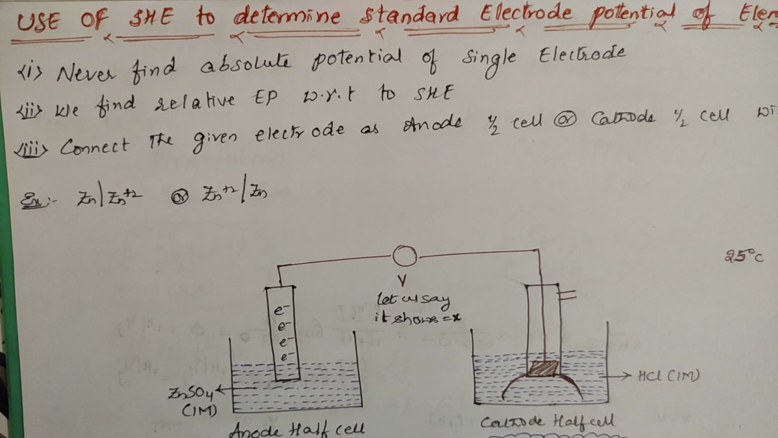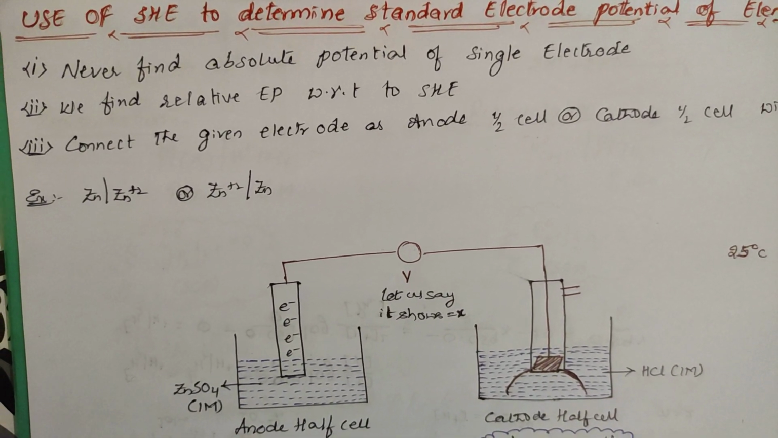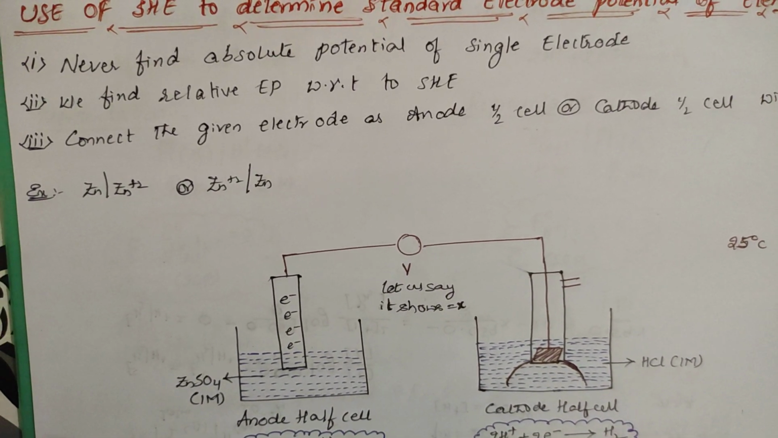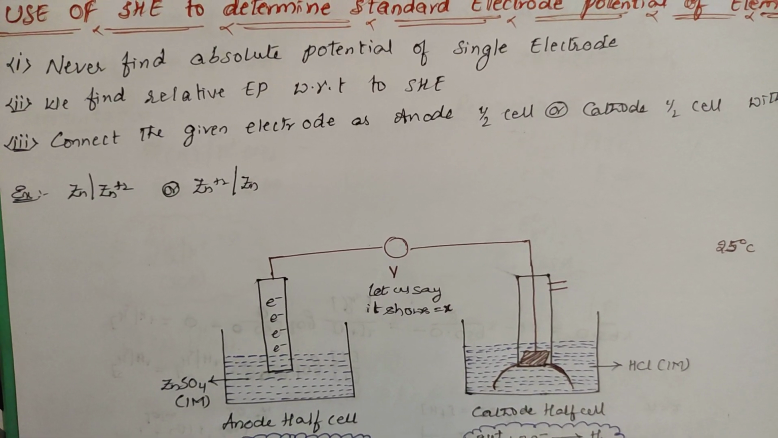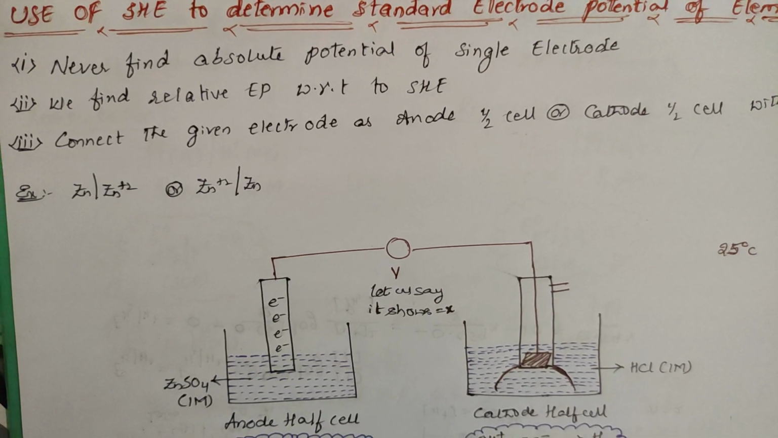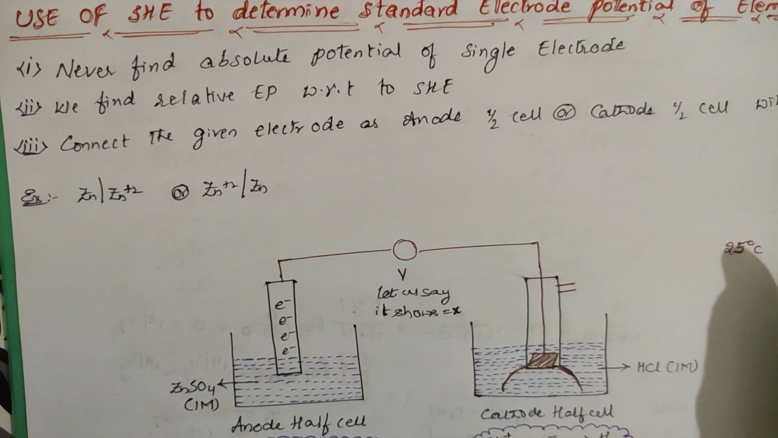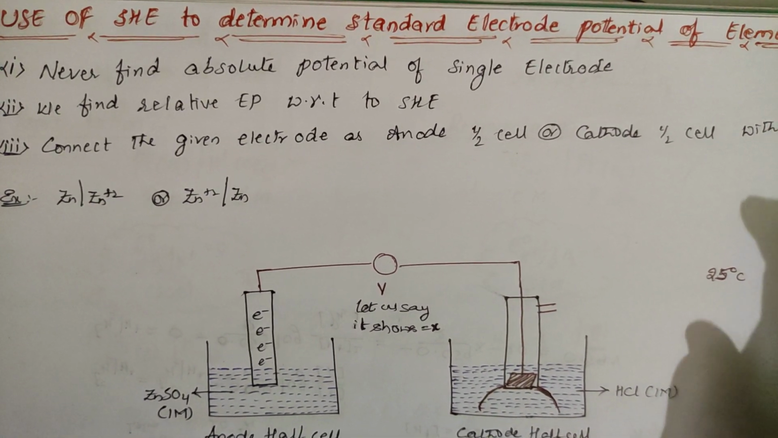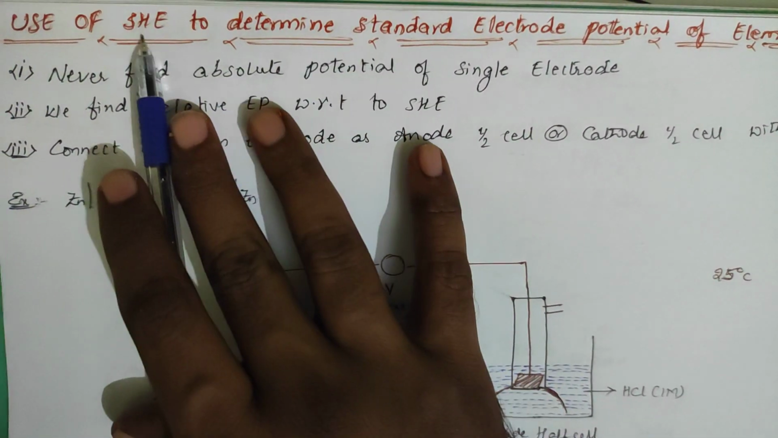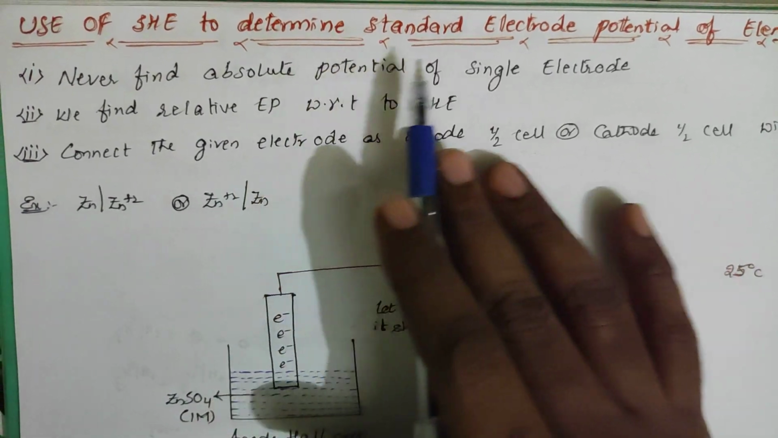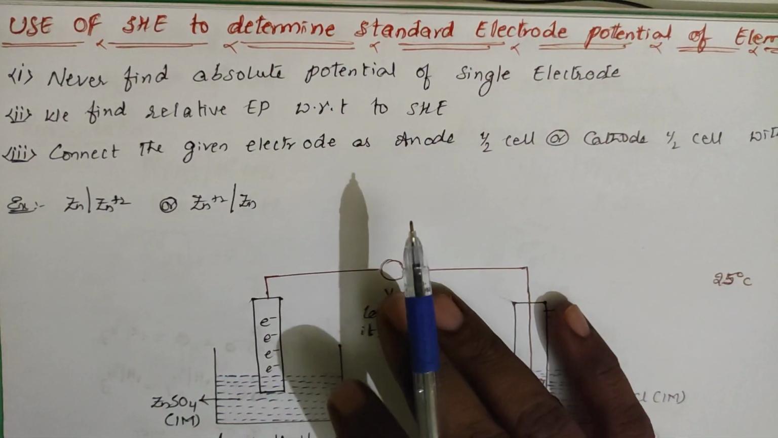Suppose I want the electrode potential of copper, again the same thing. I should take copper and connect it with hydrogen, and see how much value it shows with respect to hydrogen. Whatever the element is, you should compare it with the hydrogen electrode. So the use of the standard hydrogen electrode is that we will find the standard electrode potential of the elements.